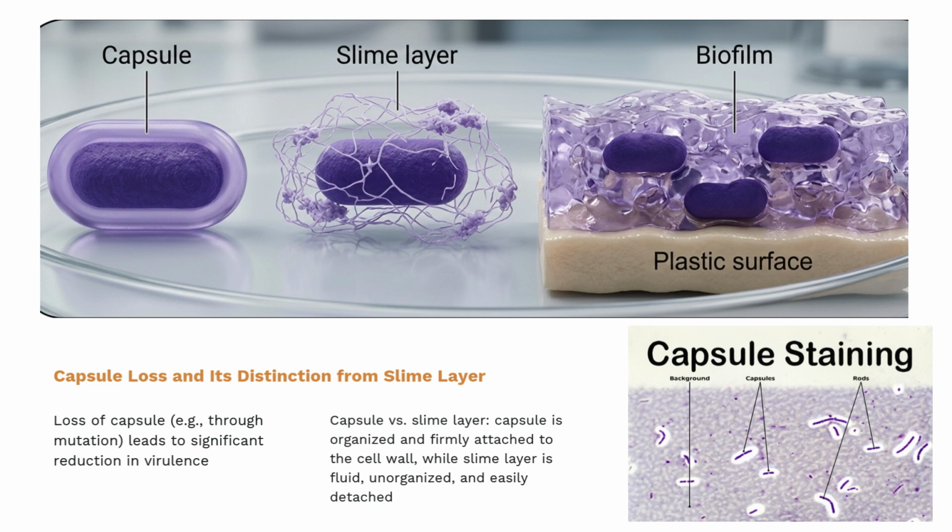A distinction must be made between a capsule and a slime layer. A capsule is an organized, viscous structure firmly attached to the cell wall, whereas a slime layer is more fluid, unorganized, and easily detached or diffused into the surrounding medium.